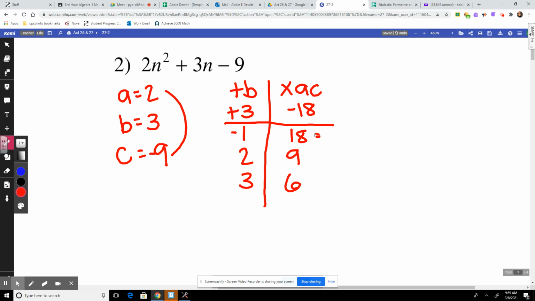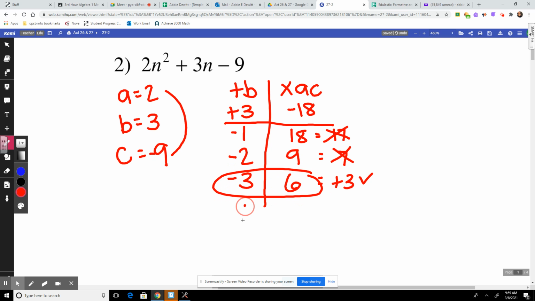Okay, so if I put negative with 1, that's going to give me negative 1 plus 18, which is 17. Not going to work because I need 3. If I put negative with 2 and I add negative 2 and 9, that's going to give me positive 7. Not going to work. If I put negative with 3, that's going to give me negative 3 plus 6. That's going to give me positive 3. That's what I need. So you can stop there.